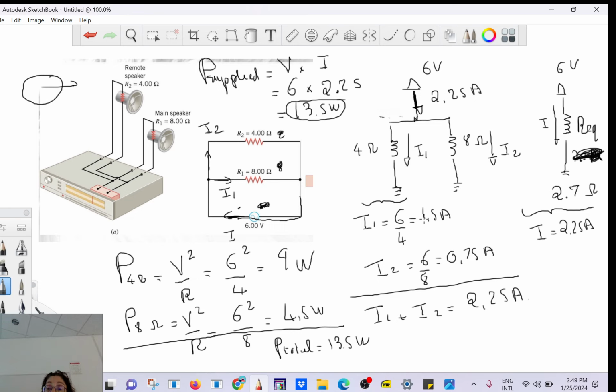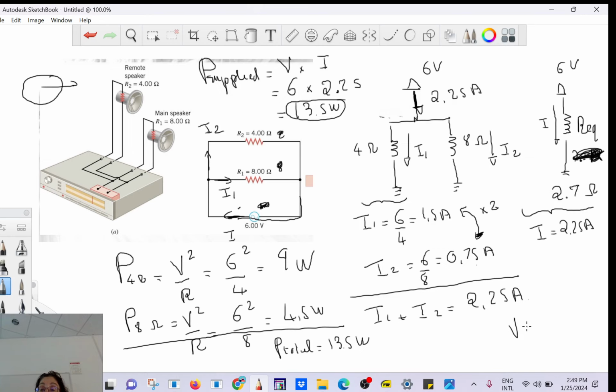4 ohms, 1.5. This one has 0.75. How many times does 0.75 go into 1.5? What's the ratio between them? 2. So why is it that this one has twice the current? Because it has half the resistance.